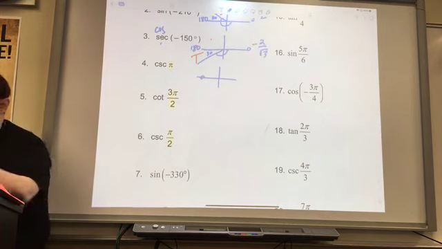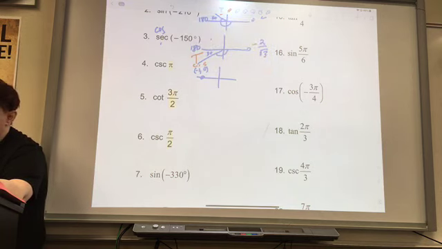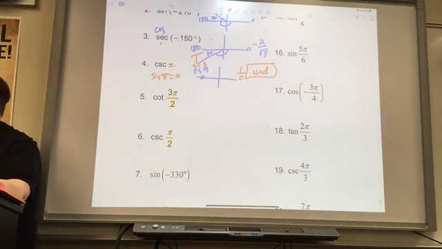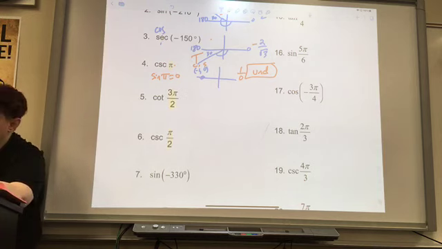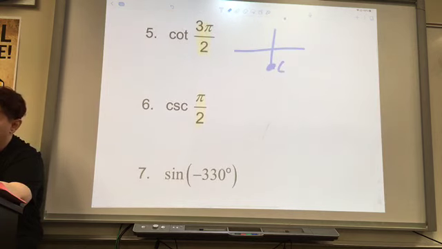Cosecant of pi: pi is right there. What coordinate point is that? Negative 1, 0, and it goes cosine, comma, sine. So the sine of pi is 0. What's the cosecant of pi? 1 over 0, undefined, because of the reciprocal function. For 3 pi over 2, down here, what coordinate point is that? 0, negative 1.